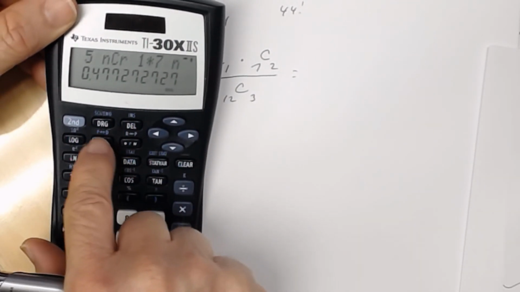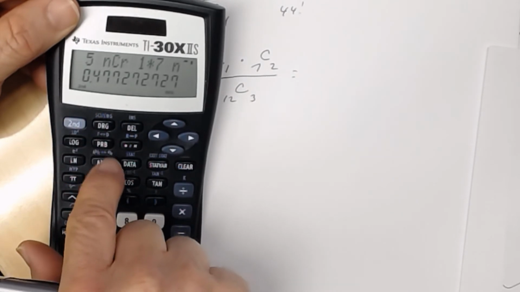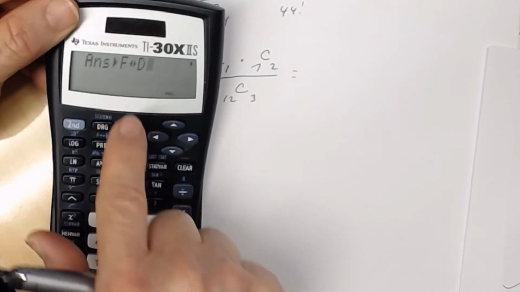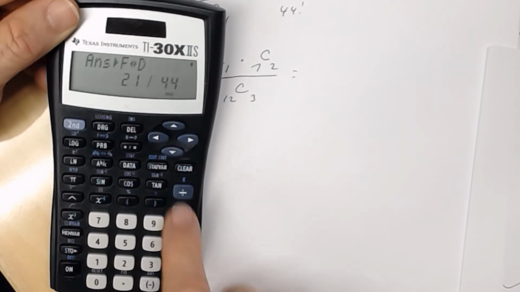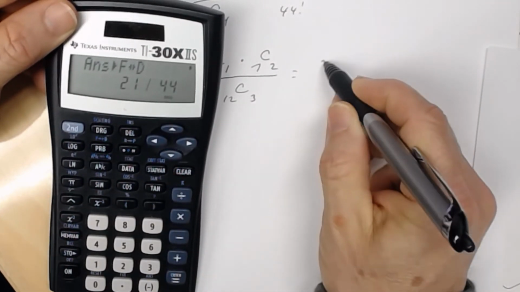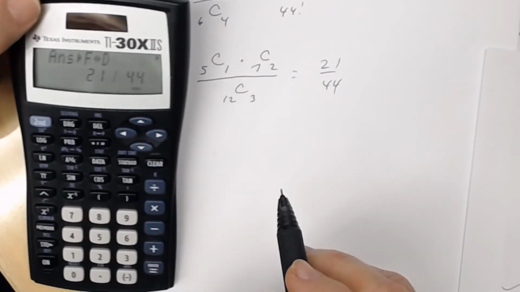Okay, but it's blue, so go ahead and press second. And then PRB again, C, just press equal. You get 21 over 44. 21 over 44. All right?